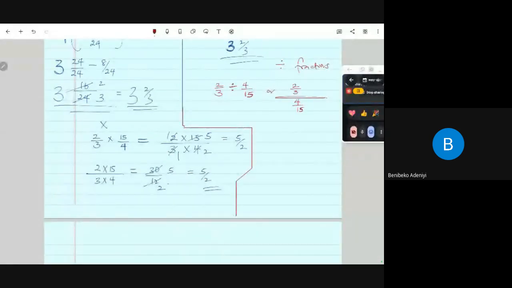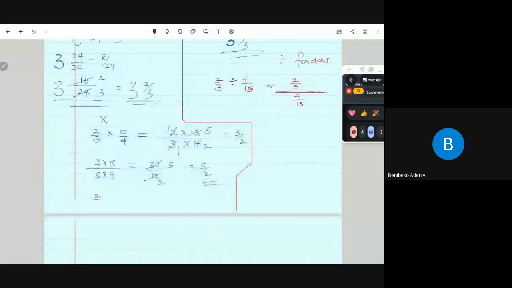Let's say I have 2 over 3 times 6, a fraction with a whole number.